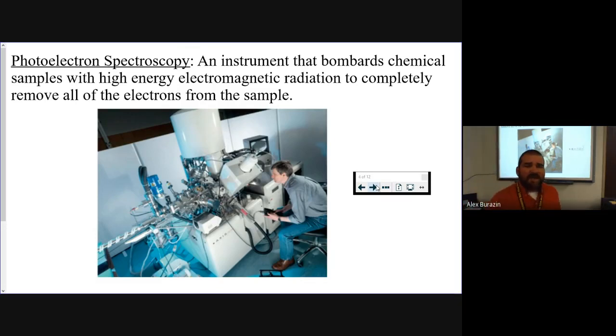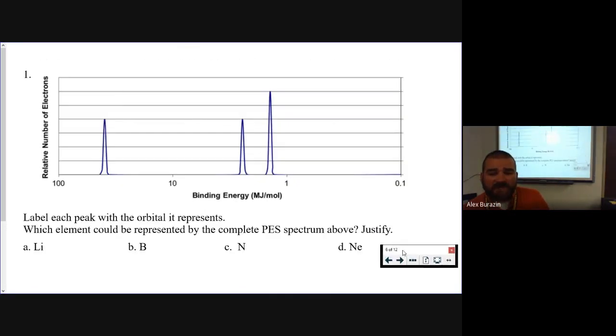So when these atoms get hit with this high energy electromagnetic radiation, it essentially strips all of the electrons from that sample. And that's useful because with that information, we can determine which orbitals or where the electrons were in that atom, okay? So what happens is you get readouts like this. This is a generic PES, which stands for photoelectron spectroscopy. This is a generic PES spectrum, all right? Let me give you the rundown of how to read this thing.